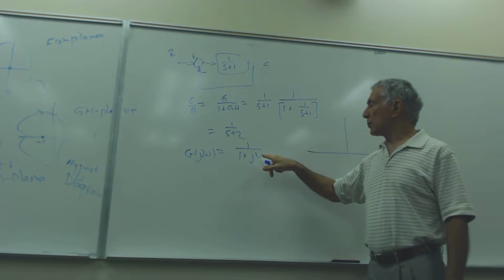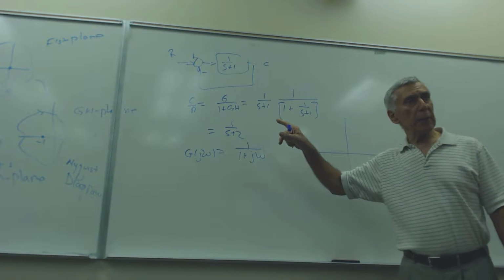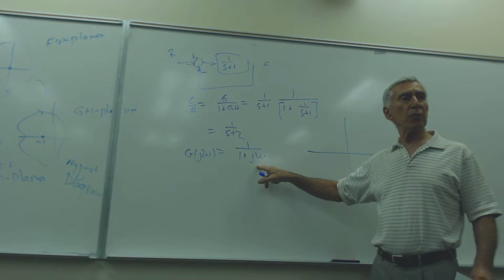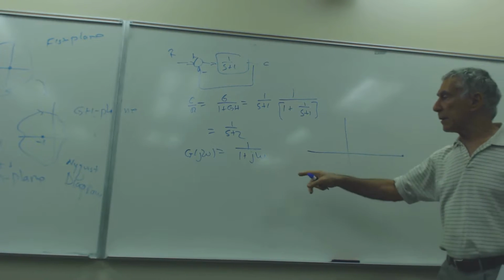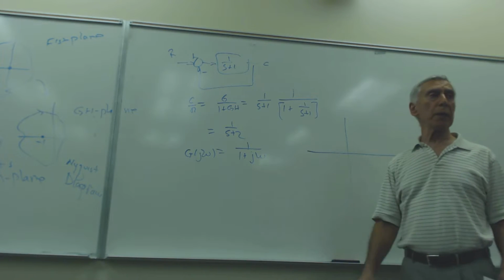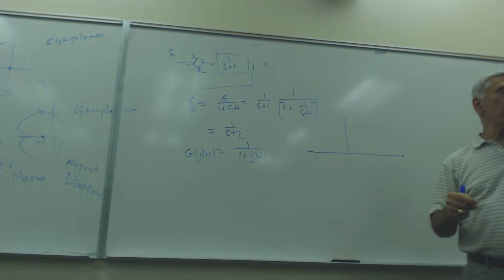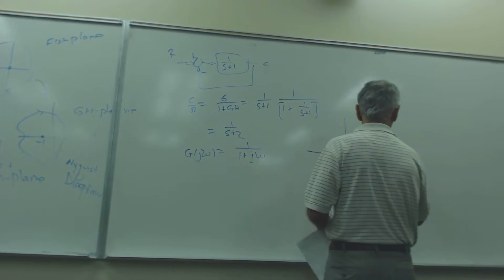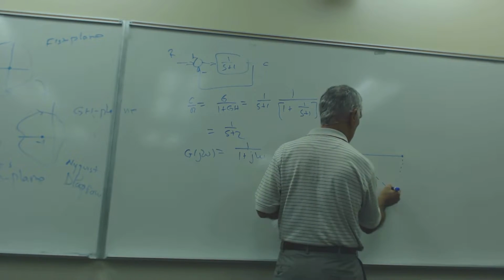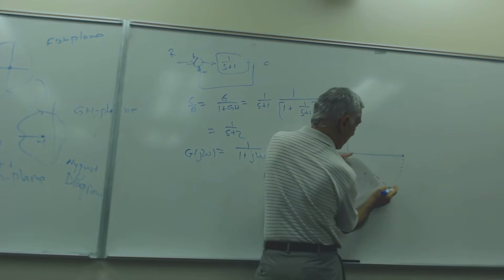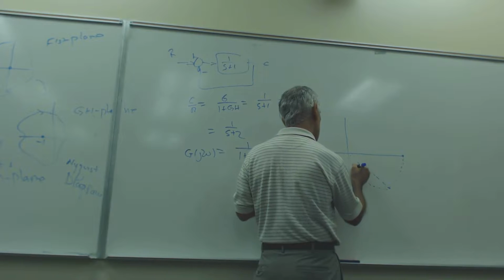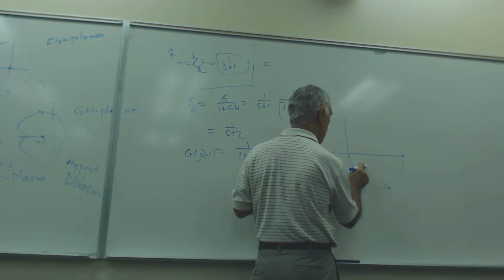If we increase omega to 0.1, 0.5, 1. Okay, let's try 1. We get 1 over 1 plus j1. That is equivalent to 1 over square root of 2 at an angle of minus 45 degrees. So this point with a minus 45 degrees at a radius of 0.707 is right there, and then we continued. We got points like that.